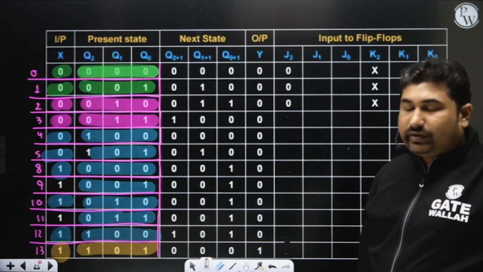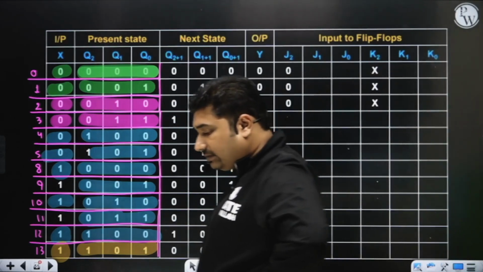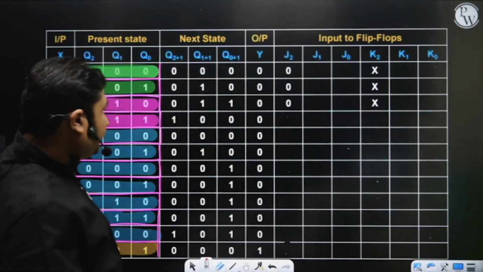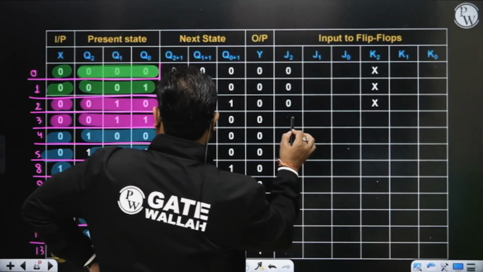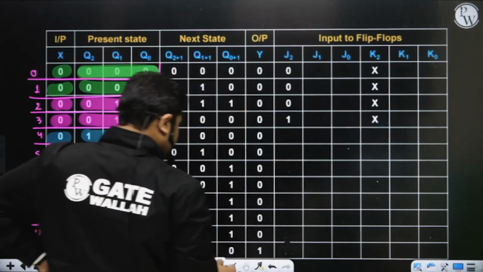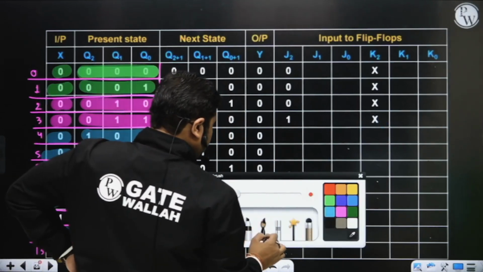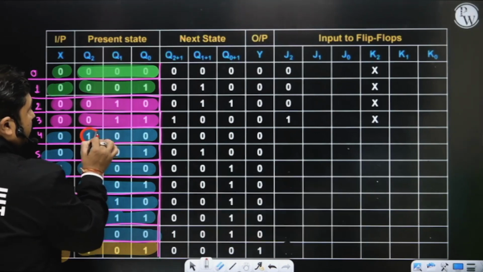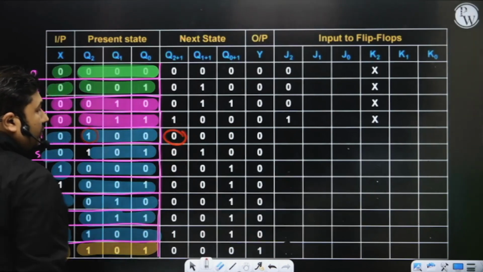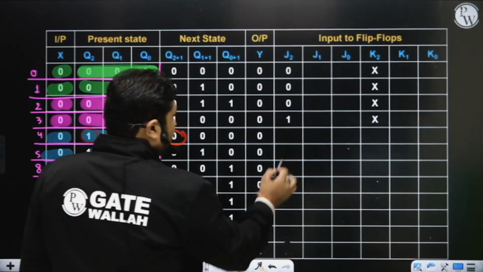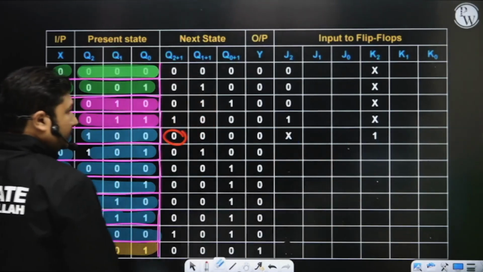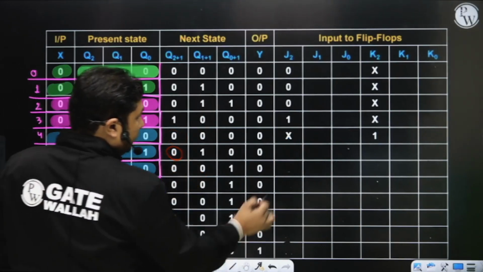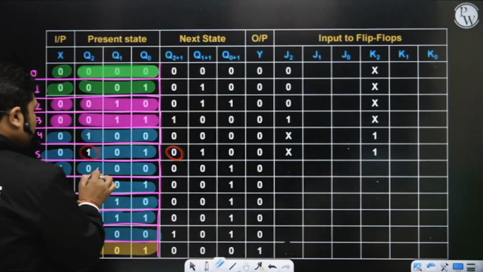For a 0, 0, we will get 0, don't care. For a 0, 1, we will get 1, don't care. Again, observe for 1, 0. For 1, 0, we will get don't care, 1.